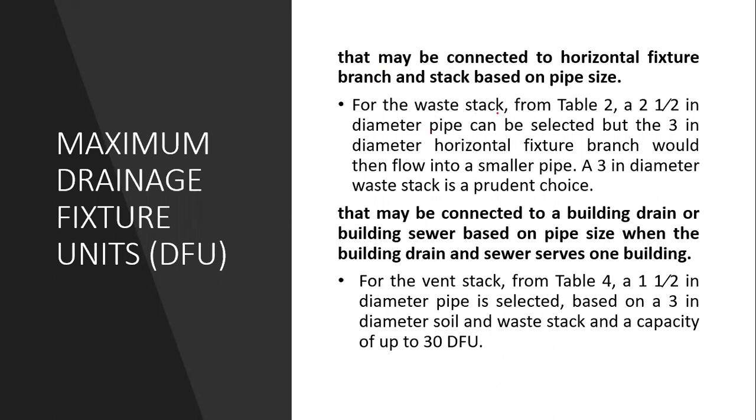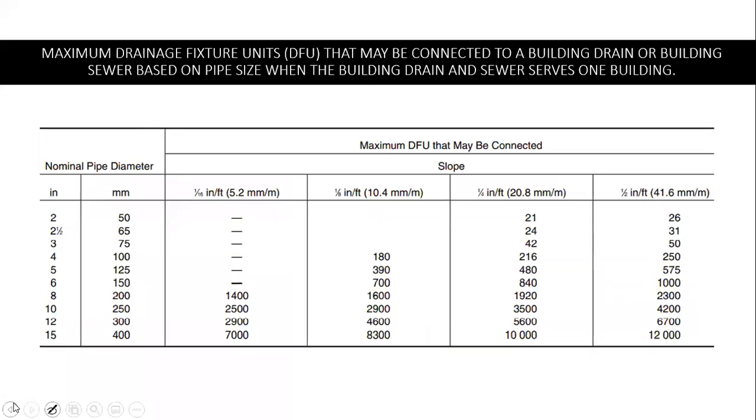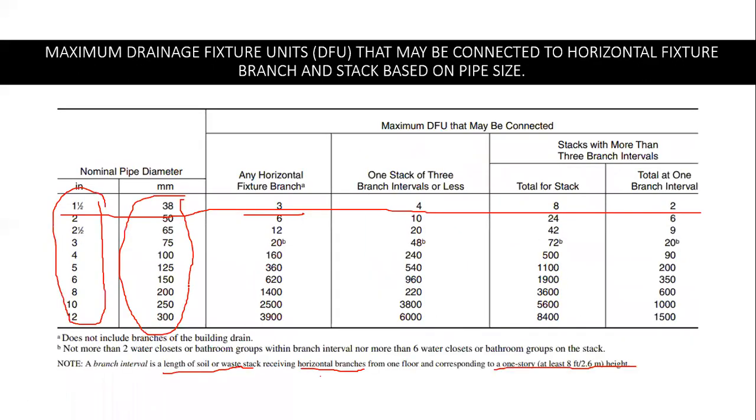For the waste stack from table 2, a 2.5 inch diameter pipe can be selected, but the 3-inch diameter horizontal fixture branch would then flow into a smaller pipe. Right? Okay, this is allowed, but a 3-inch diameter waste stack is a prudent choice. Based on 2.6.